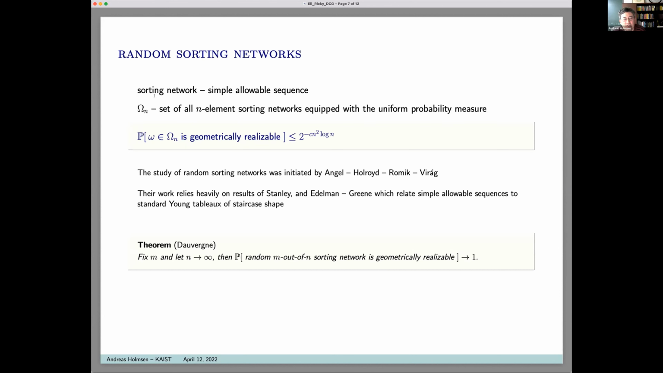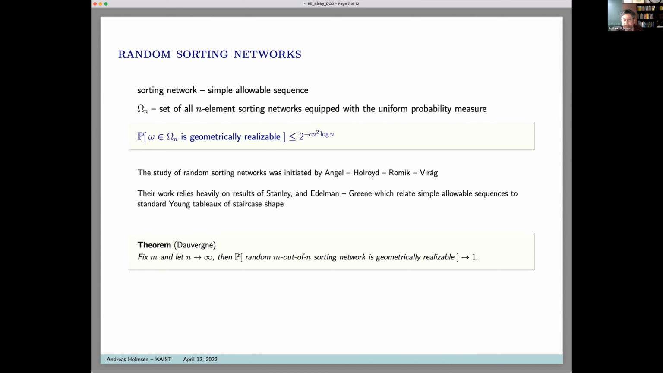I'm going to change the terminology a little bit here. They call this random sorting networks. Now a sorting network is just the same as what Eli and Ricky called a simple allowable sequence. But the way that they study this is to consider the space of all possible sorting networks on n elements, so just all possible simple allowable sequences, and consider this as a probability space with a uniform probability.